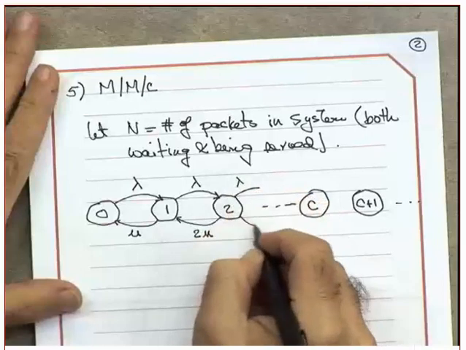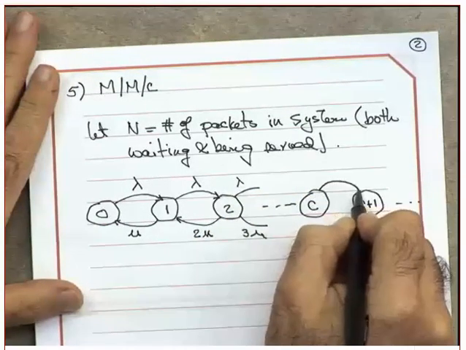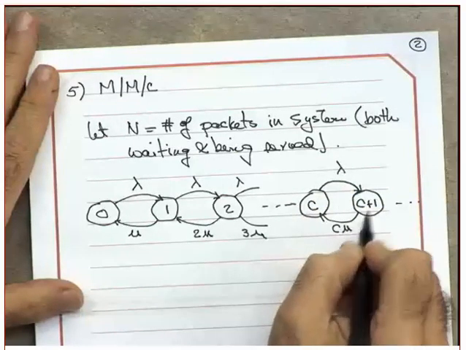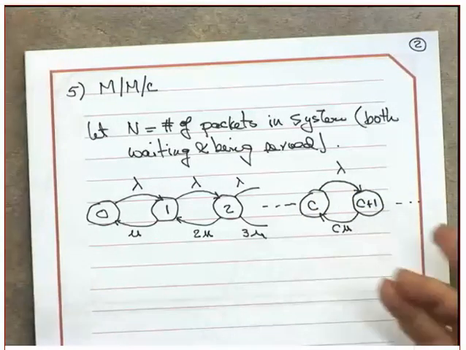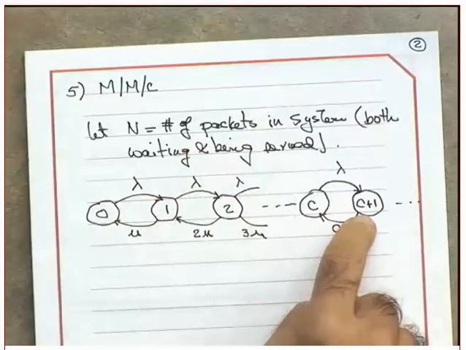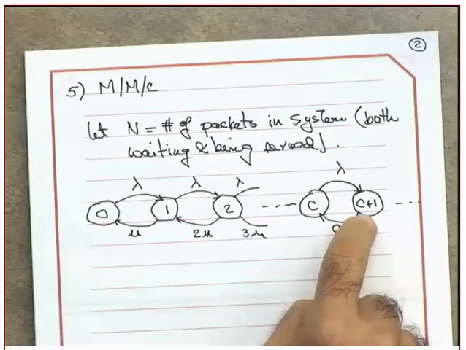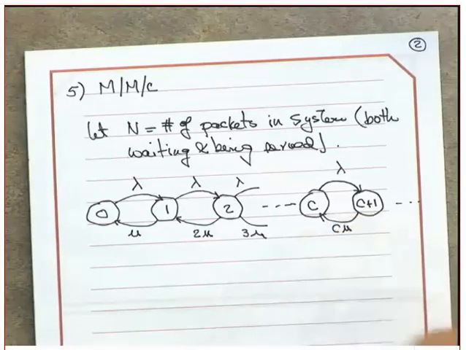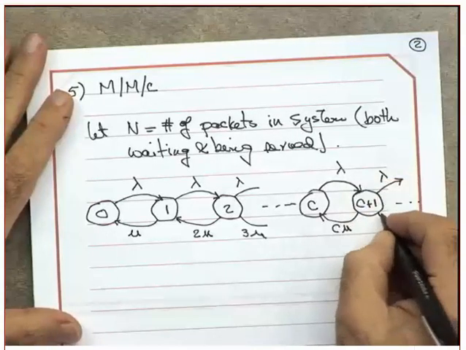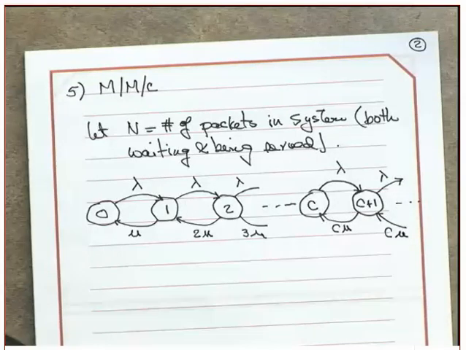Next one will be lambda, and this is 3 mu. Now, explain this one to me. What is this? Lambda. And this? C mu, not C plus 1 mu. Are you following or not? It is C mu. We only have C servers. So when we say C plus 1, it means C packets are being served and 1 is waiting. Clear? Similarly, this one is lambda and this one is C mu. And this one will continue on and on. Clear so far?